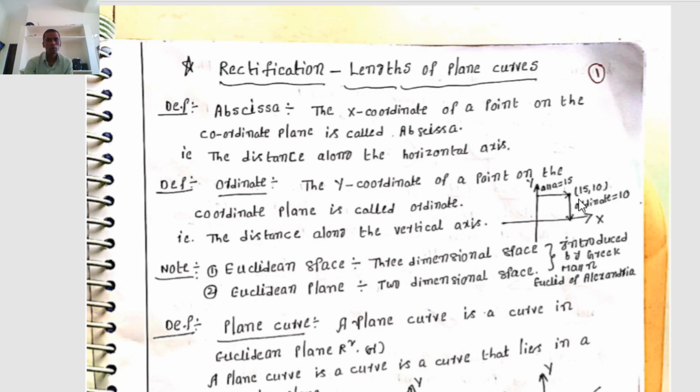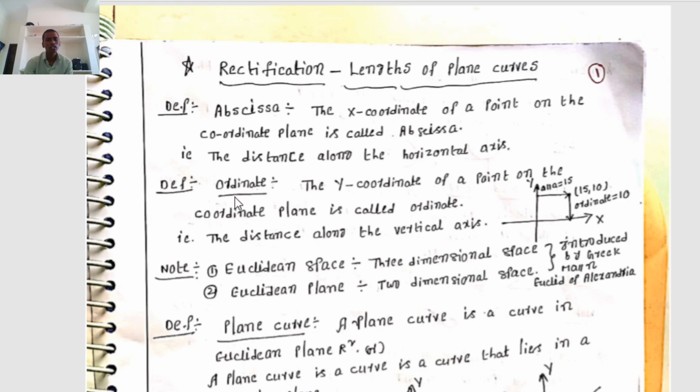The point (15, 10) means the distance of the point with respect to the horizontal axis is 15, and the distance along the y-axis is 10. The x coordinate is called abscissa, and the y coordinate is called ordinate in the xy plane. Abscissa means the distance along the horizontal axis.